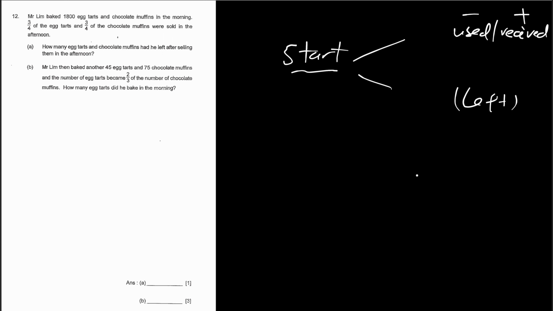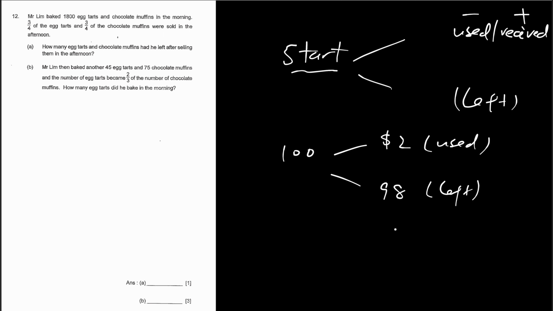So let's say you start with $100. You start with $100, then you use $2. How much is left? 100 minus 2 is... correct, it's 98, right? So let's say you continue. Now you receive $5 from somebody. So here will be $5. So you write received or plus.